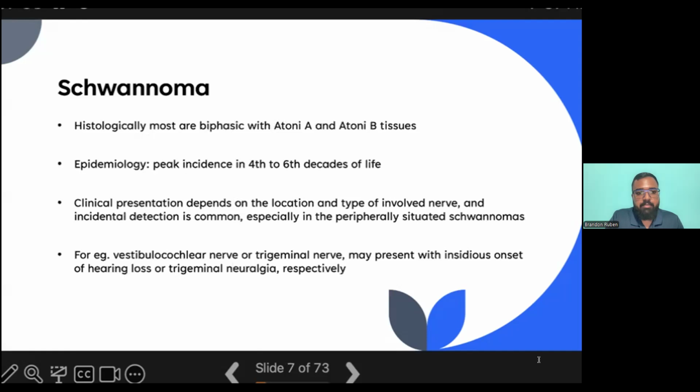Histologically, most are biphasic, with Antoni A and B tissues. They have a peak incidence in the fourth to sixth decades of life. Clinical presentation depends on location and type of involved nerve, and incidental detection is common, especially in the peripherally situated schwannomas. For example, vestibulocochlear nerve or trigeminal nerve involvement may present with insidious onset of hearing loss or trigeminal neuralgia, respectively.